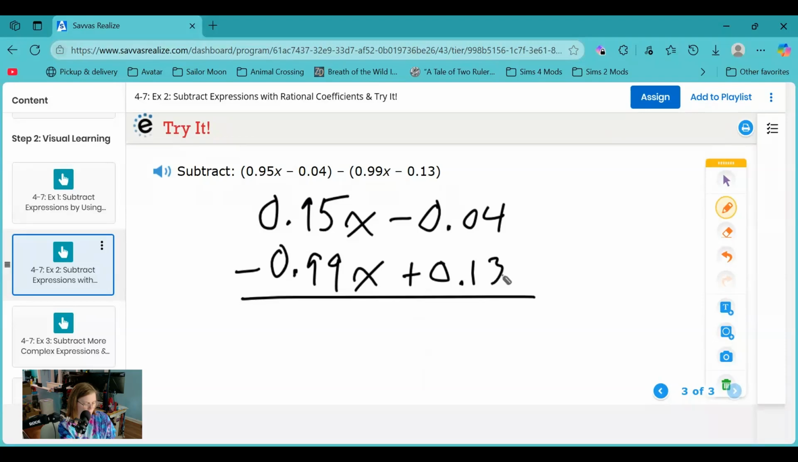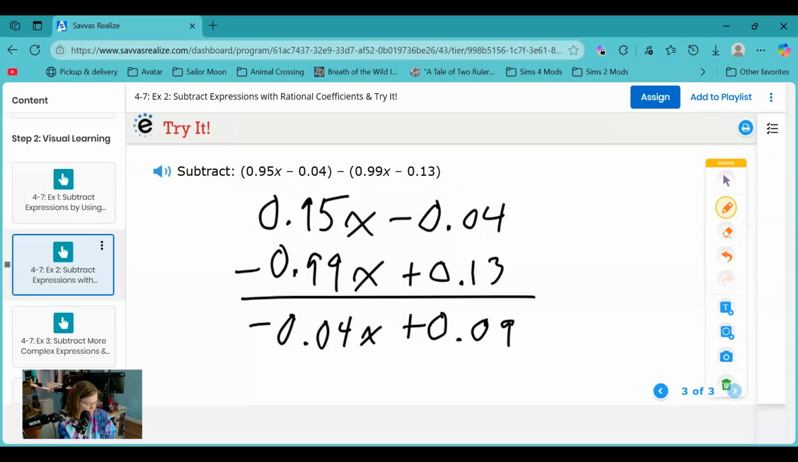So negative 0.04 plus a positive 0.13 would be positive 0.09, and 0.95x minus 0.99x would be negative 0.04x. So any of those strategies will work for subtracting. If you do set it up vertically, sometimes you may have holes in your subtraction expression if you don't have common terms for everything. But other than that, it's a great strategy.